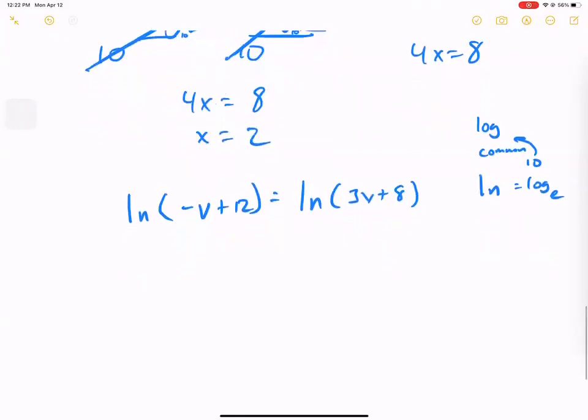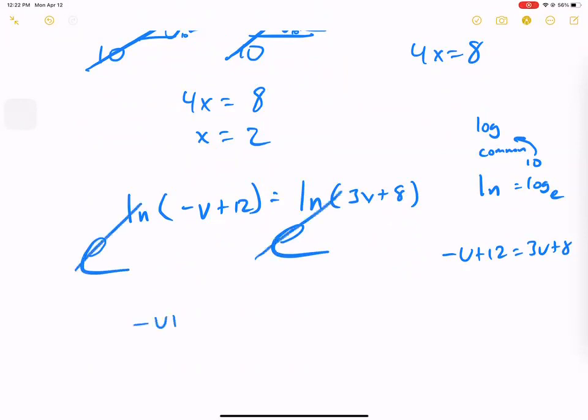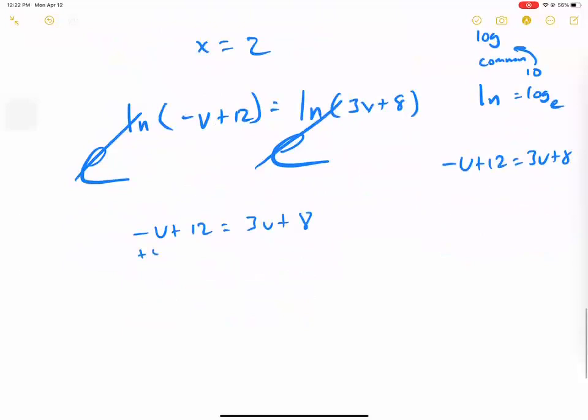So for this problem, we can either just say, hey, look, since they're both the same log, we can just copy them. We can say negative v plus 12 is equal to 3v plus 8. Or we can say, hey, give them both the same exponent. But the exponent has to be the same as the base. Those go away. Negative v plus 12 is equal to 3v plus 8. In this case, let's go ahead and combine the v's. Right? And then divide by 4. v is equal to 1. Turns out the answer was 1.